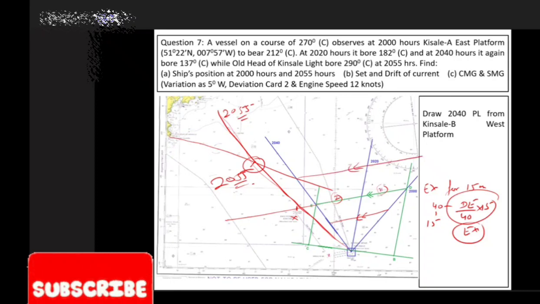The ratio of distance 1 and 2 is the same as the ratio of distance A and B, and the same as the ratio of distance C and D. Correct beta? Because all the lines are parallel to each other. So in the same ratio, you have extended them further for 15 minutes, right? So it will give you the same PL 2055. Don't worry, wherever your CMG may be.